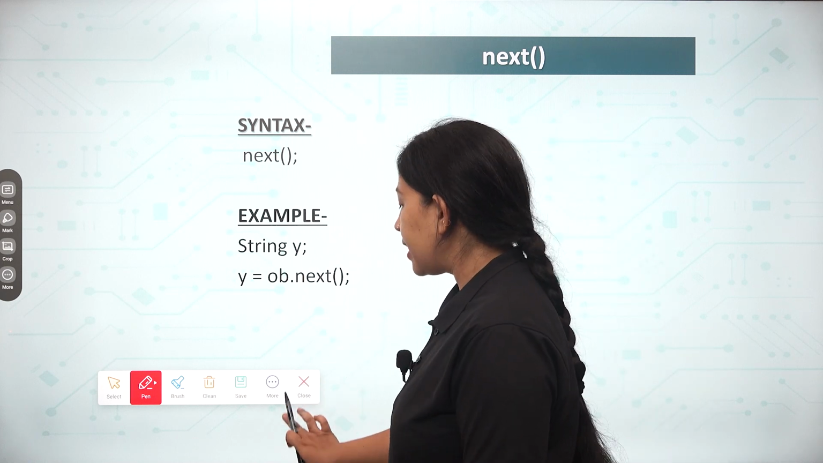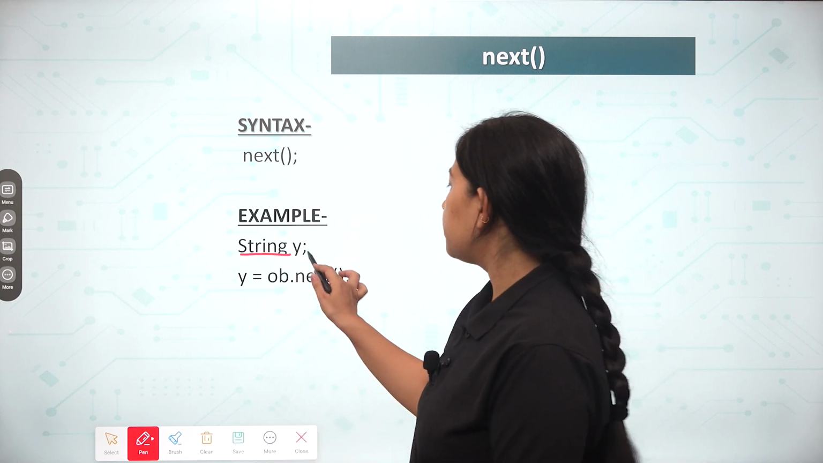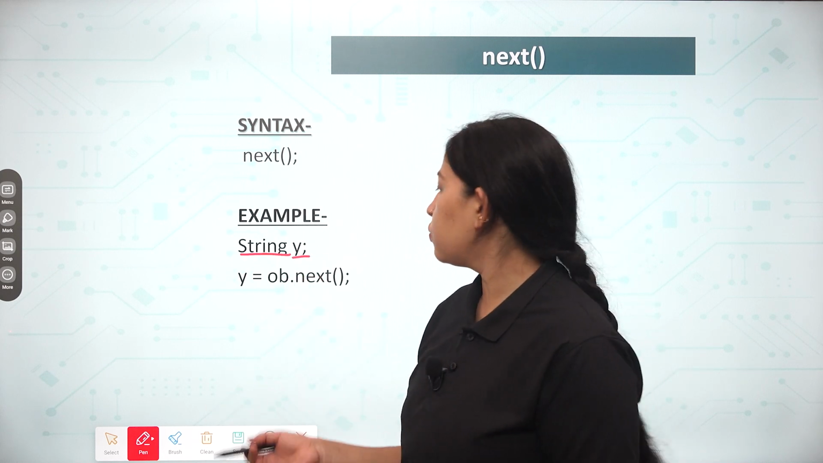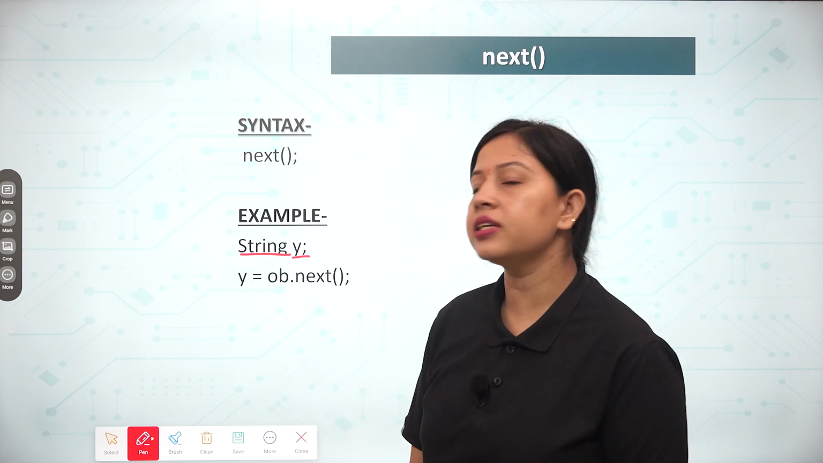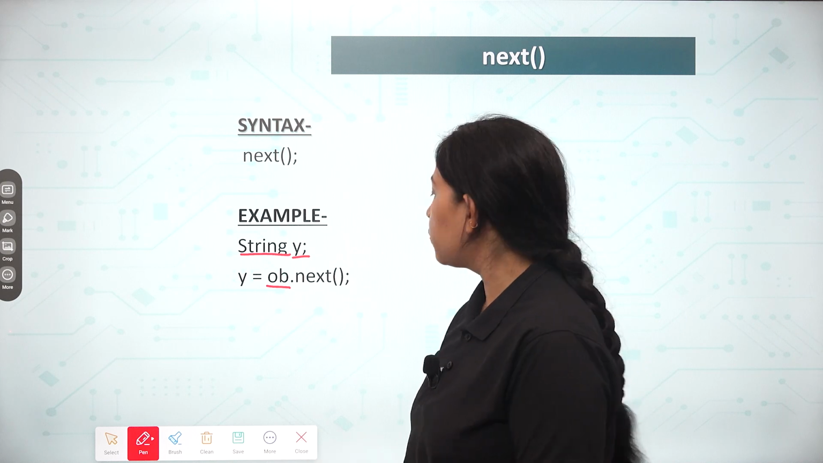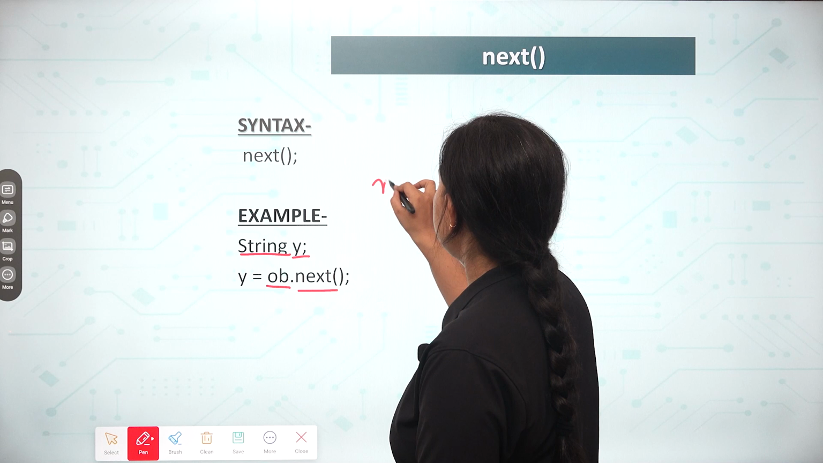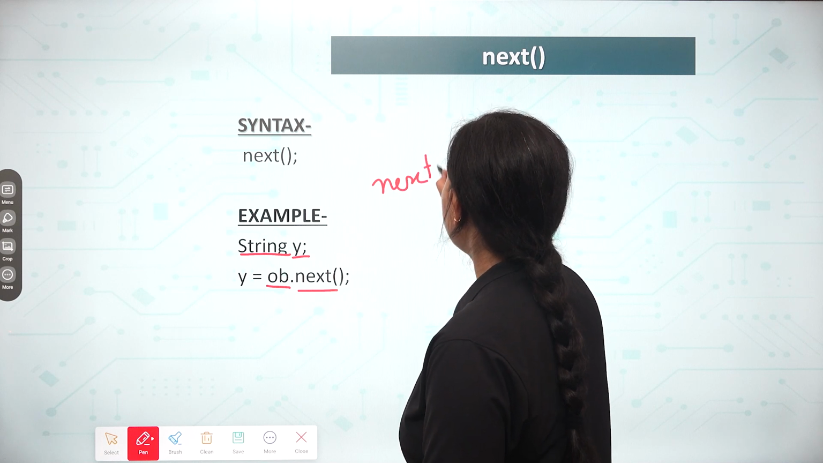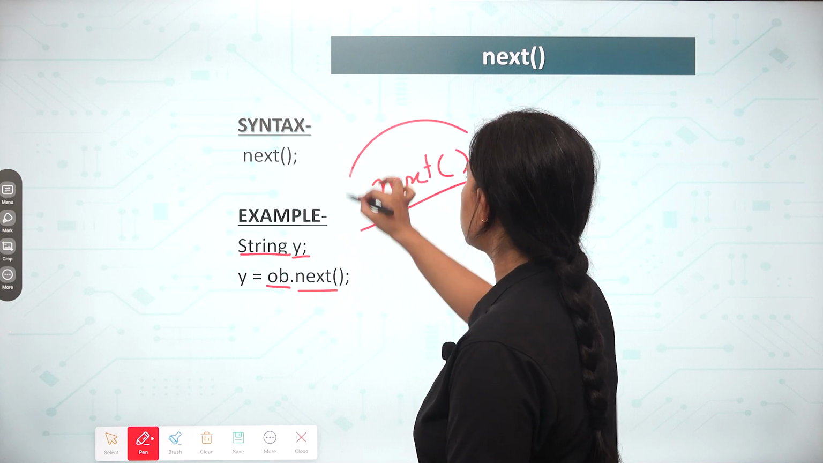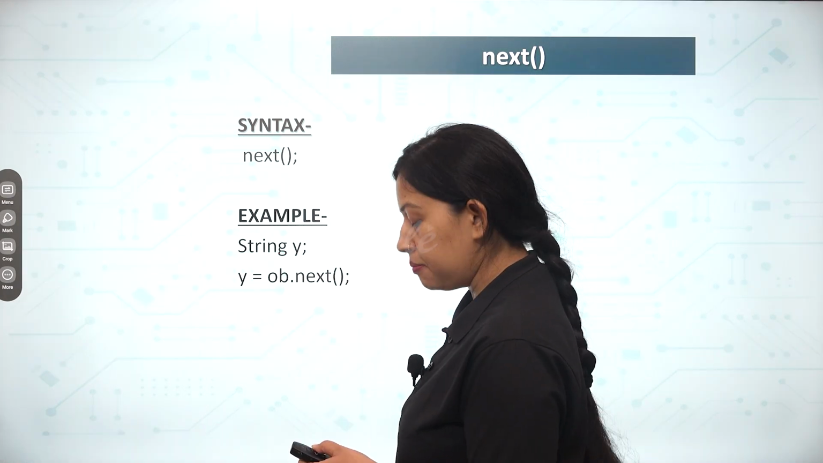So in the same way to access it, simply declare the data type followed by the variable name, which is y over here. How are you going to access it? With the help of the Scanner class object we created, which is OB over here. After that, we simply mention next. The n in next should be in small case. Alright. So this is the method which we use to store any kind of String type data.